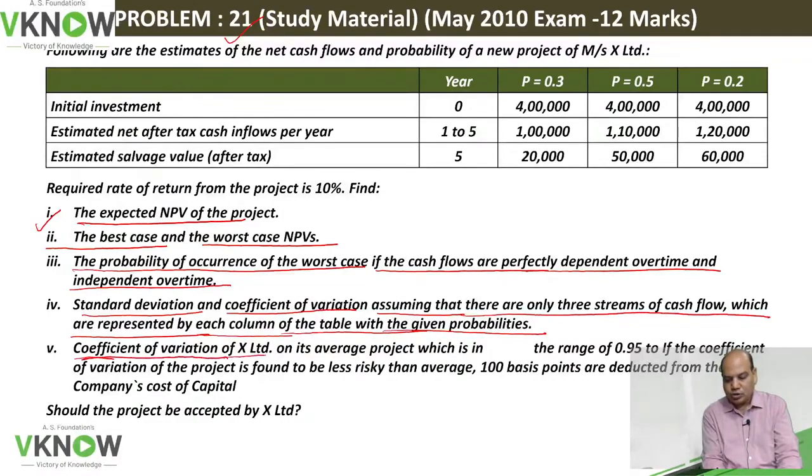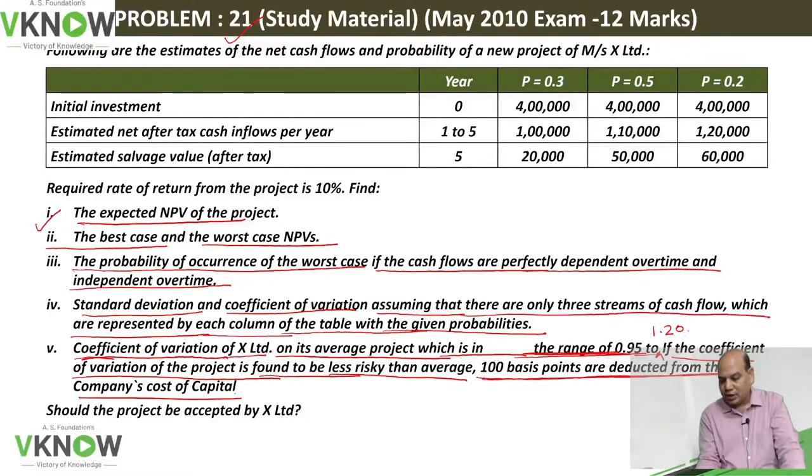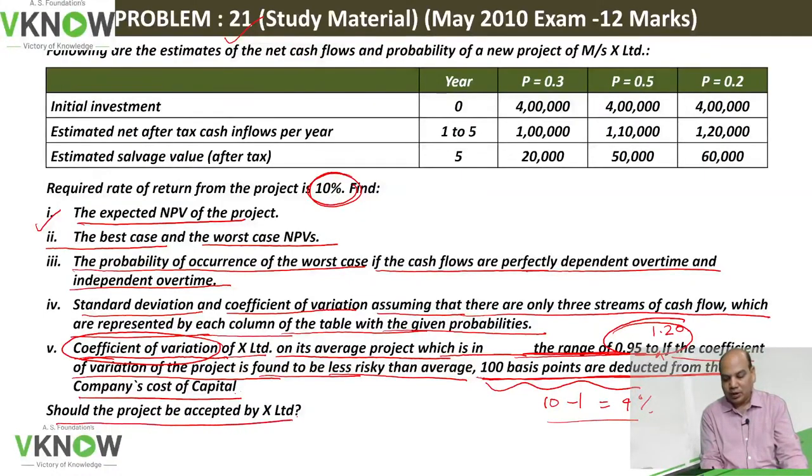Last question is coefficient of variation of X Limited on its average project, which is in the range of 0.952. The end of the range is not given, maybe you can write 1.20. If the coefficient of variation of the project is found to be less risky than the average, 100 basis points are deducted from the company's cost of capital. The meaning of this line is that if your coefficient of variation is found to be below this range, then the cost of capital, which is 10% here, will be reduced by 1%. So then it will become 9%. Should the project be accepted by X Limited?